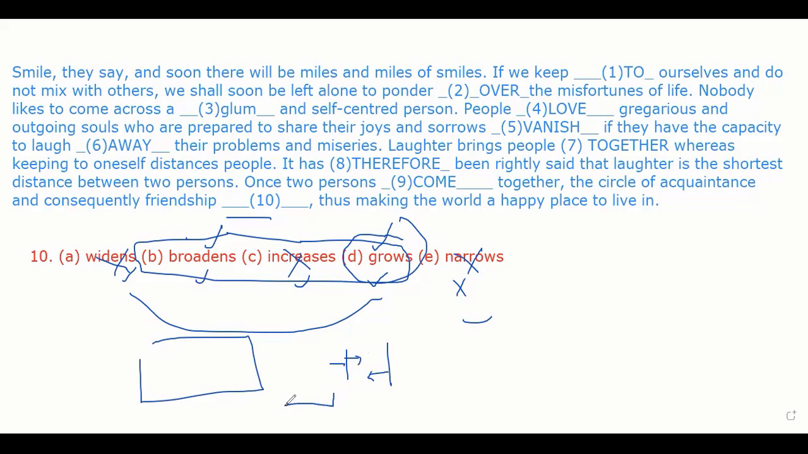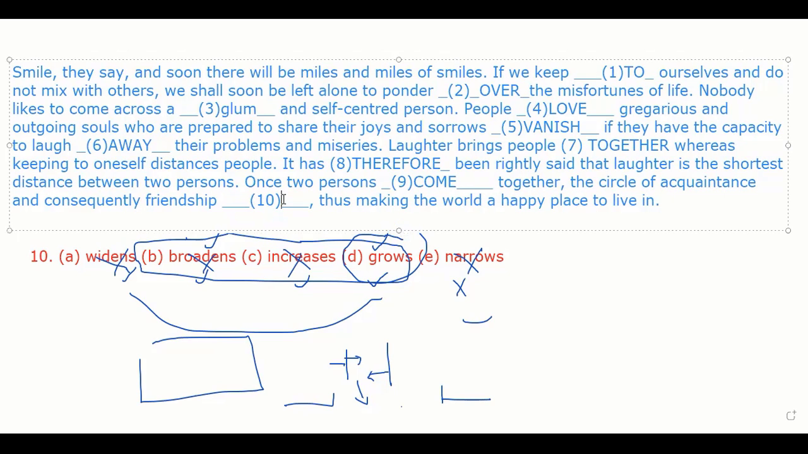Broaden means they are moving apart, this becomes broad, right? So they are going away now. See, in what context do we use broaden? If we say broaden, the gap is becoming more. So this is also not a very good word. Grows is the right word. Friendship grows. Friendship enhances. Okay, this is how it is.